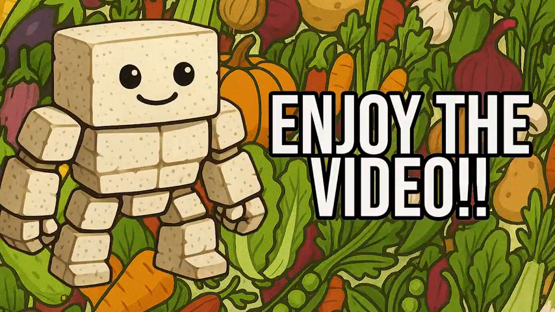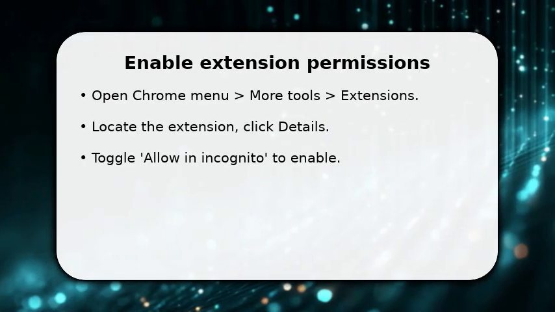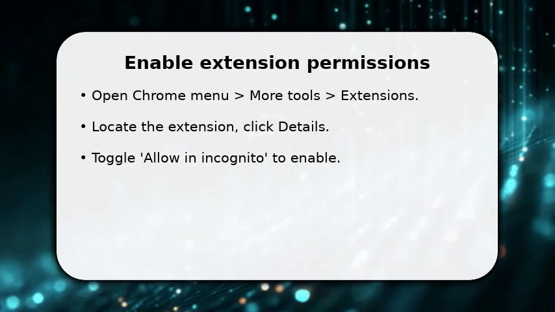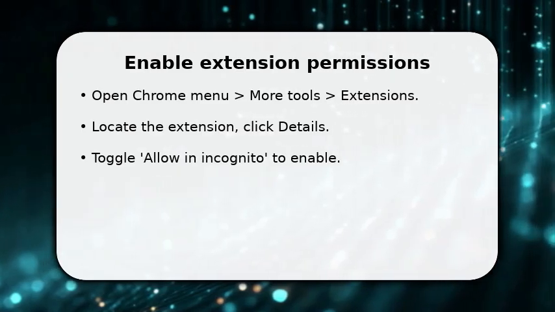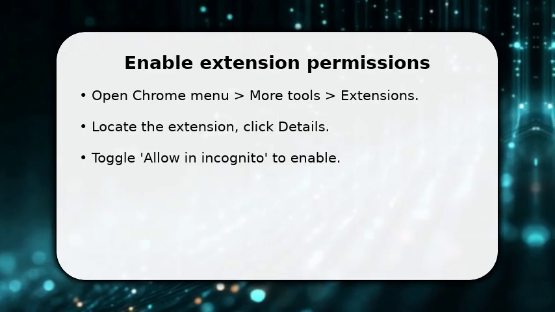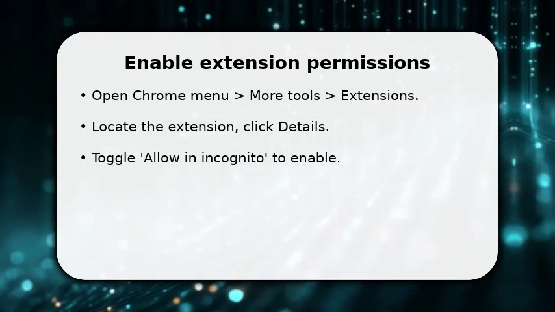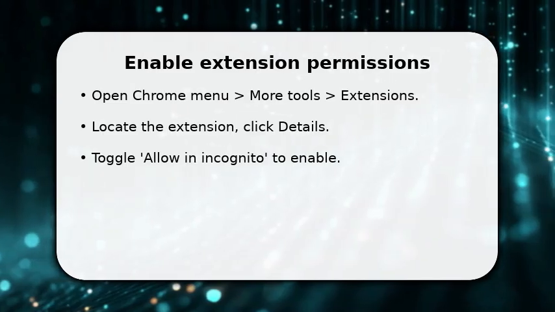Please enjoy the video. You start in Chrome with the extension installed. Open the menu, choose More Tools and then Extensions so you can control permissions. Once there, find the specific extension and click Details to view its options.